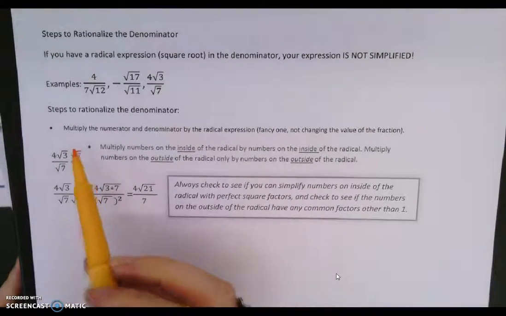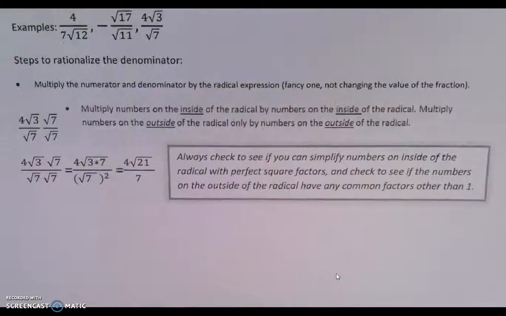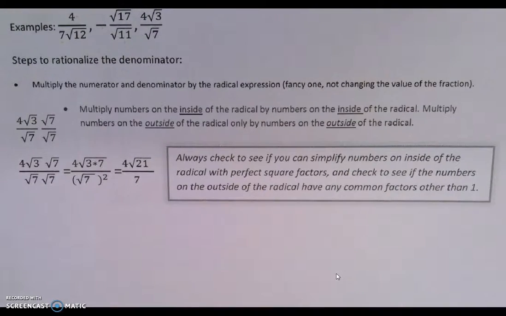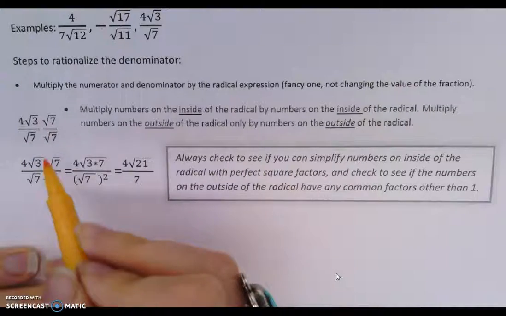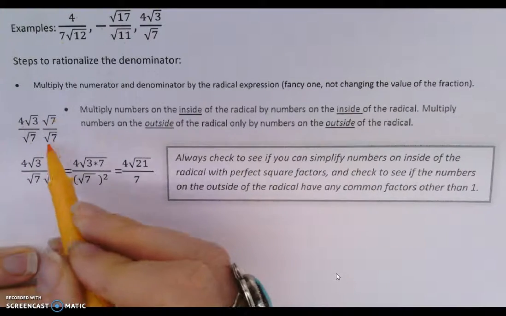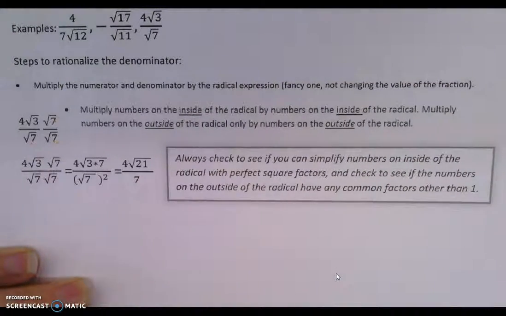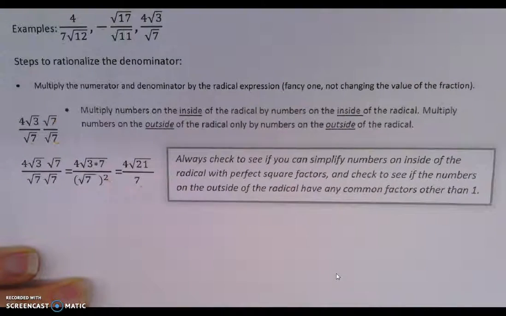The first thing you're going to do is multiply the numerator and denominator by the radical expression. This is just a fancy one. Remember, you're not changing the value of the fraction. So we're going to multiply 4 radical 3 over radical 7 by radical 7 over radical 7. This way, radical 7 times radical 7 will end up with radical 7 squared, and square roots and squaring are inverse operations, and we'll just end up with 7.